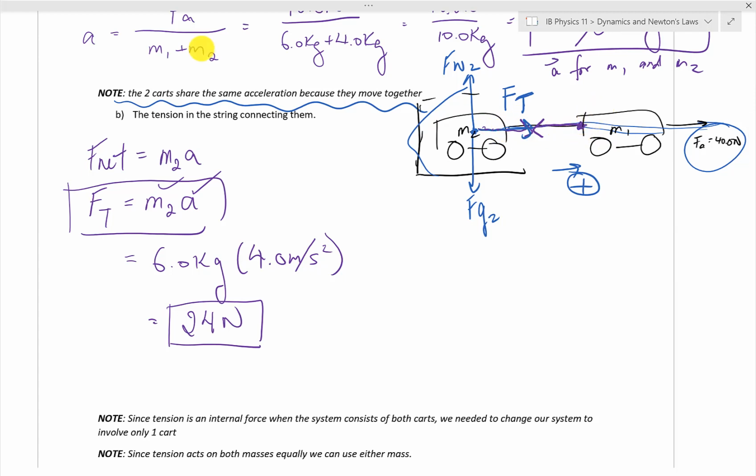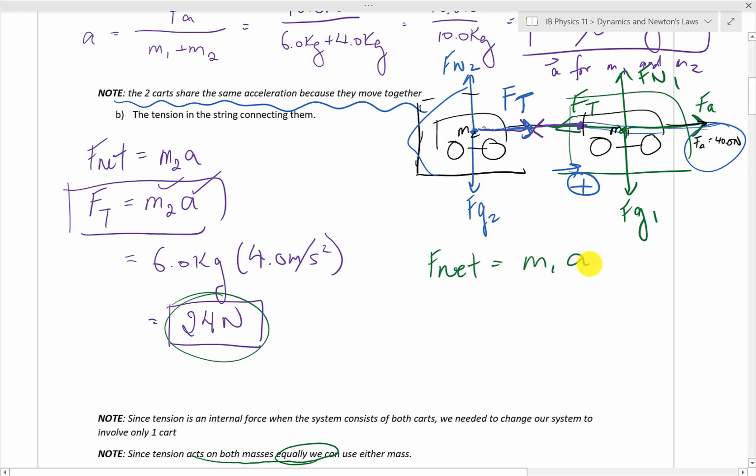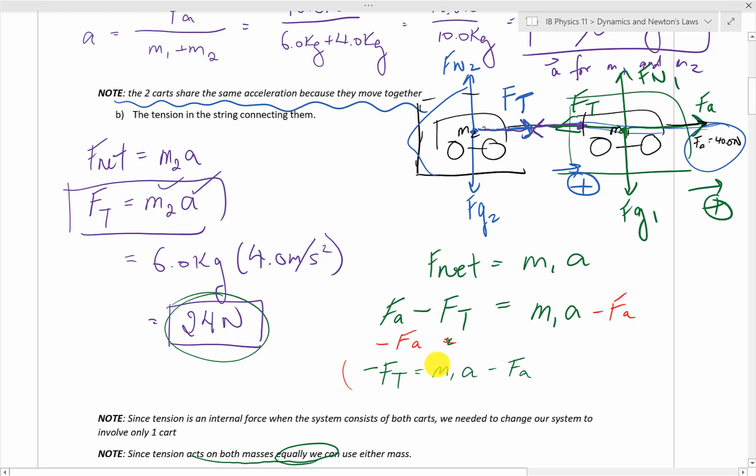You might be wondering, okay, since the tension acts on the mass equally, if I had used mass 1, will I also get 24 newtons? We can do a quick check right now, but first we draw a free body diagram and our F-net equation, where the mass that we use is only for mass 1. Choosing our forward direction to be positive, I get FA minus the force of tension. That's going to be equal to our mass 1 times the acceleration. Now I'm going to isolate for the tension force. Okay, then I'm going to substitute in our values.